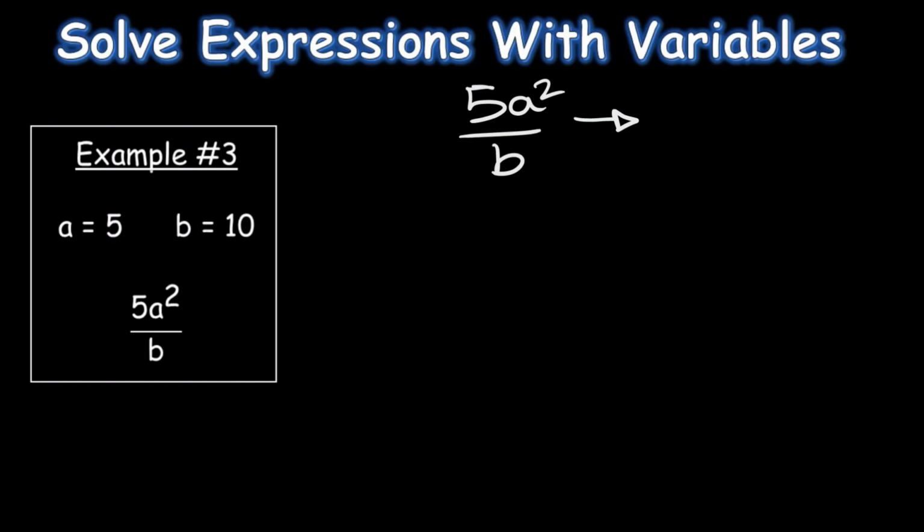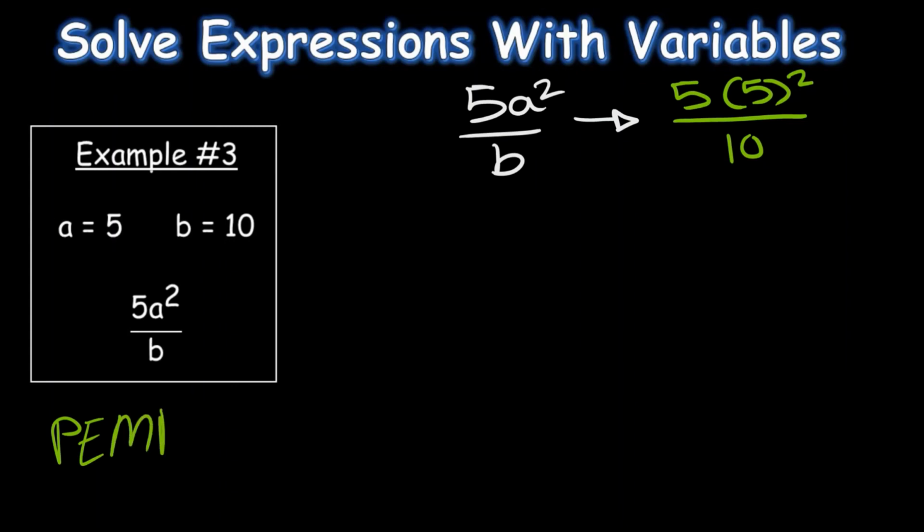and now we just fill in our a and our b for 5 and 10. So we have 5 times 5 squared over 10. Again, we'll follow the order of operations, PEMDAS. We don't really have anything in parentheses. Again, this parentheses is just a placeholder for our values. So that means the next order of operation is going to be the exponent. So our exponent here is 5 squared, which will equal 25.